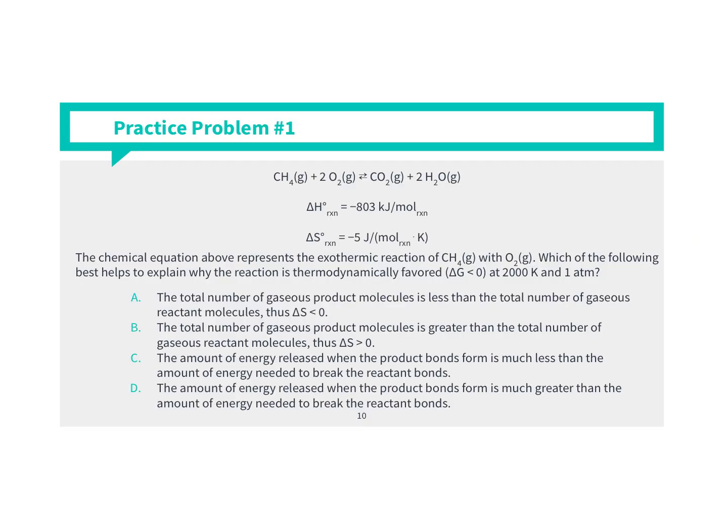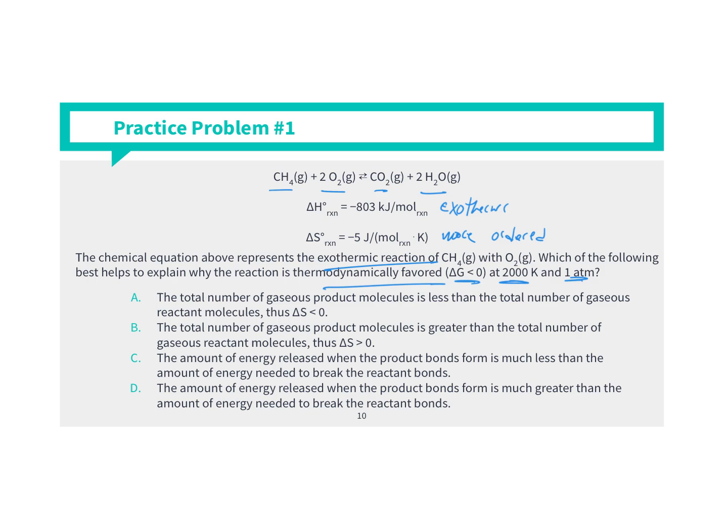All right, now let's look at this one practice problem here. We have methane, CH4, plus 2 molecules of oxygen makes CO2 and water. This is a combustion reaction. It's an exothermic reaction, and it is becoming more ordered. In other words, we have fewer microstates. The chemical equation above represents the exothermic reaction of methane with oxygen. It says, which of the following best helps explain why the reaction is thermodynamically favored? In other words, delta G is less than 0 at 2,000 Kelvin and 1 atmosphere.